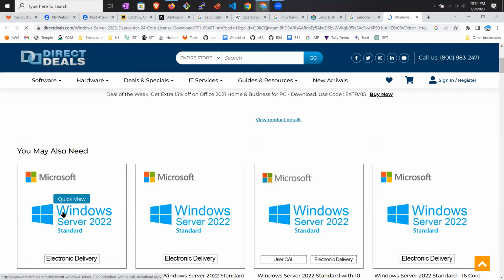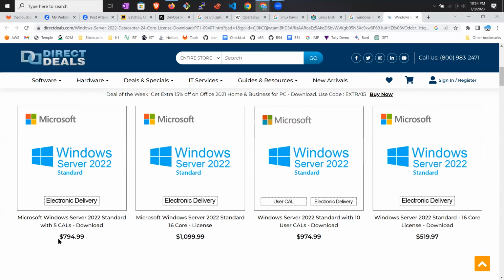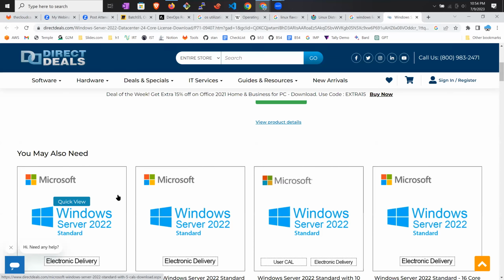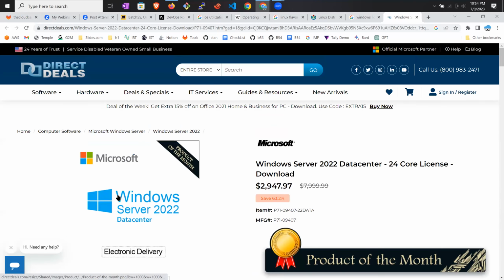Here, what they're saying, if you're using Windows Server Standard, okay, you need to pay $749 with 5 CALs. What is CAL? And see this Microsoft Windows, same 2022 Standard, but if you are using 16 cores of CPU, you need to pay $1,099. Can you see this? So their licensing is based on the number of users and at the same time, number of CPUs. Okay, and if you are using 24 cores or 24 CPUs, you need to pay $2,947. Okay, that's how, for example, if you are having 1000 servers and 10,000 CPUs, it will be a very costly thing, right? So this is how Windows licensing works.